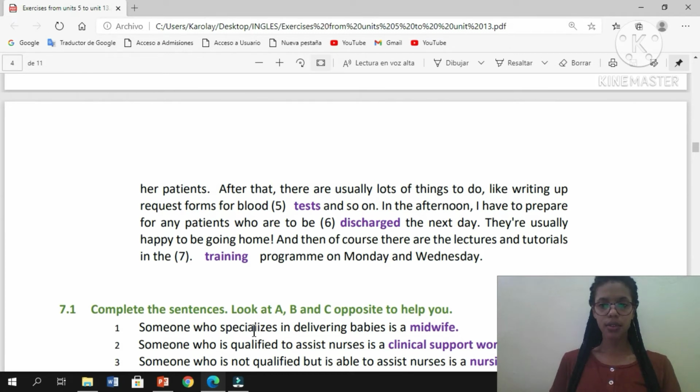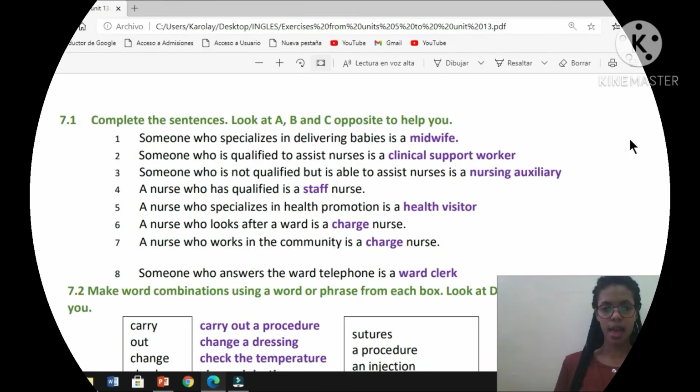In the afternoon, I have to prepare for any patients who are to be discharged the next day. They're usually happy to be going home. And then, of course, there are the lecture and tutorial in the training program on Monday and Wednesday.